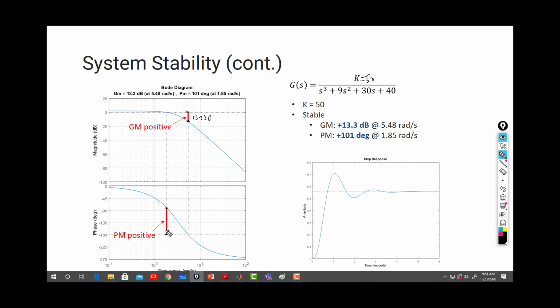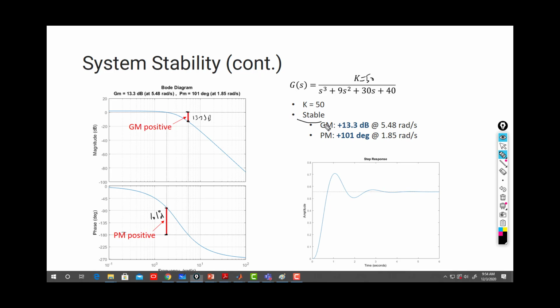Phase margin, if you are above the minus 180, it means you are positive. If you are below, it means you are negative. So I'm above the minus 180, so I count the degrees from here to here. It is 101 degrees. Alright, so that means the system is stable.